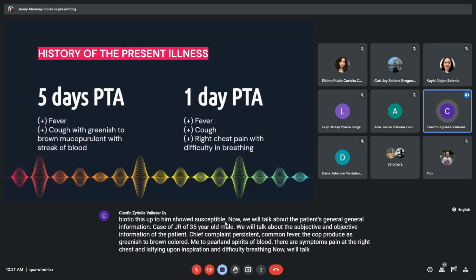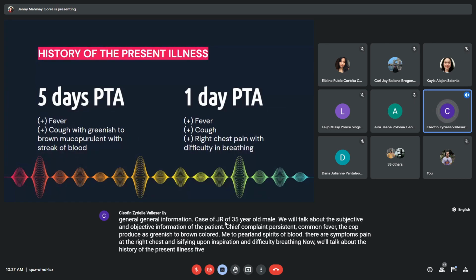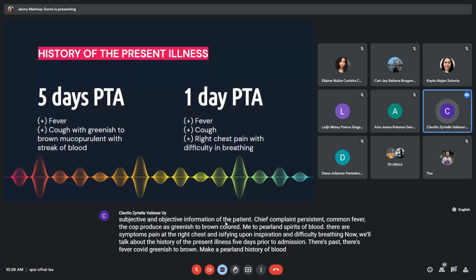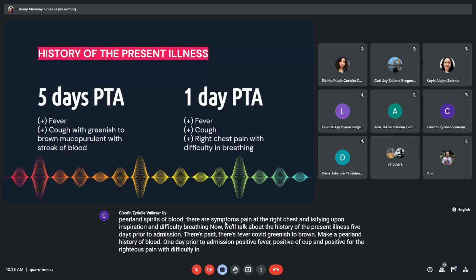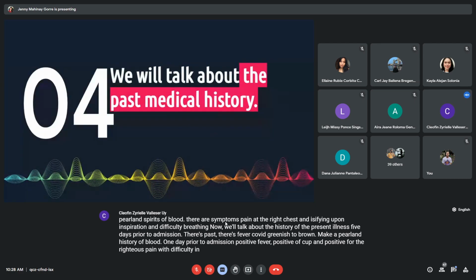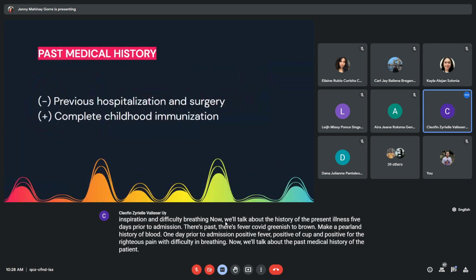Now we'll talk about the history of the present illness. 5 days prior to admission, there was fever and cough with greenish to brown mucopurulent sputum with streaks of blood. 1 day prior to admission, positive for fever, positive for cough, and positive for right chest pain with difficulty in breathing. Now we'll talk about the past medical history of the patient. There's no previous hospitalization and surgery, and there's a complete childhood immunization.